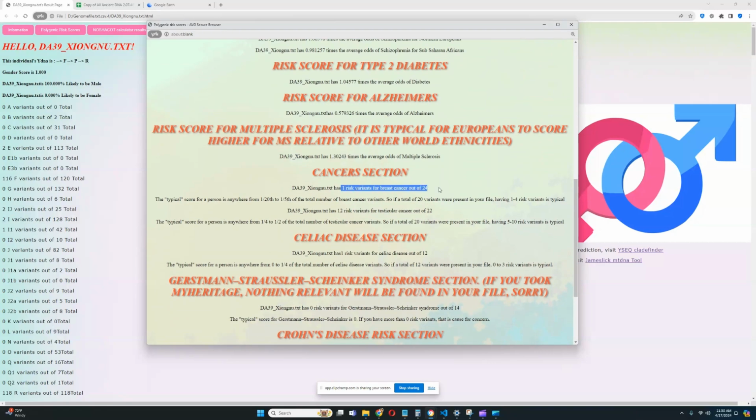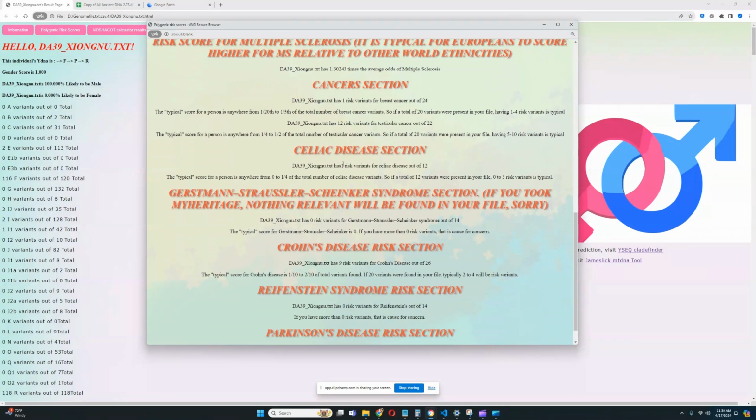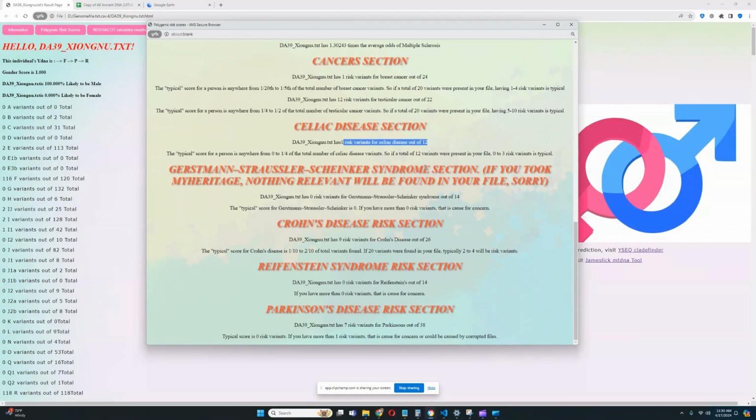1 risk variant for breast cancer out of 24, really good. 12 risk variants for testicular cancer out of 22, really good. 1 risk variant for celiac disease out of 12, really good. No risk variants for GSS, really good. 9 risk variants for Crohn's out of 26. That's unfortunate. 9 risk variants for Crohn's out of 26 is crazy. So we're going to have to look at the Crohn's section and see what he's got there. Most likely these 9 risk variants are not going to be in any important variations, but we still have to check.